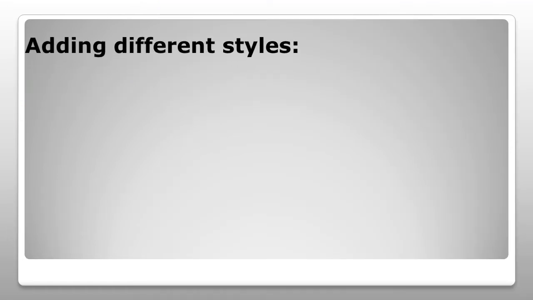Next is about adding different styles. You can change the style of the table, in the sense cell boundary, text style, like that you can change the style of the table. How to change the style? Step 1. Select the table. Select the table in the sense you have to select the created table.